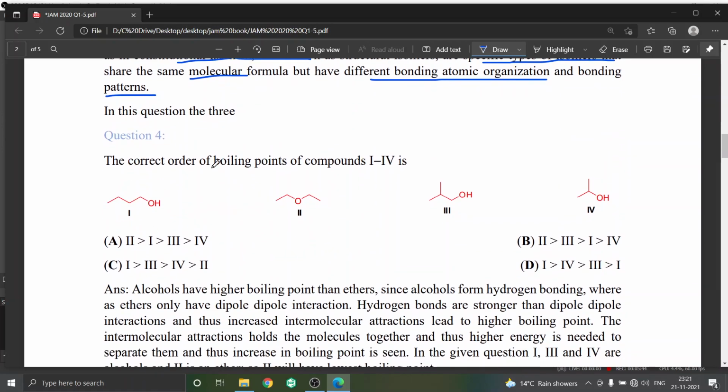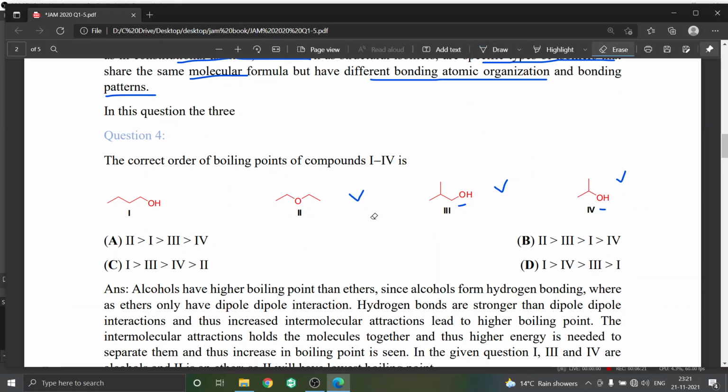Right. Question number 4. The correct order of boiling point of compounds 1 to 4 is. So we are having these molecules 1, 2, 3 and 4, and they are asking in the descending order of boiling point. So let's see what the different functional groups are. Group 1, you can see it is alcohol. Group 2 is ether, R-O-R prime. So you have alkyl chain, oxygen, alkyl chain. And then you have another alcohol, then another alcohol. So first let us differentiate between the functional groups.